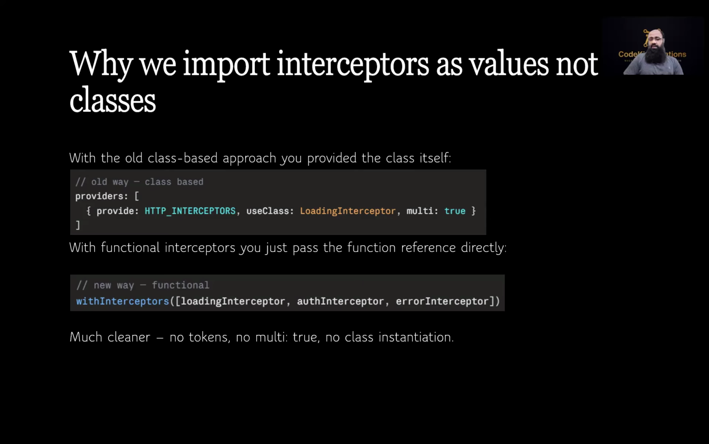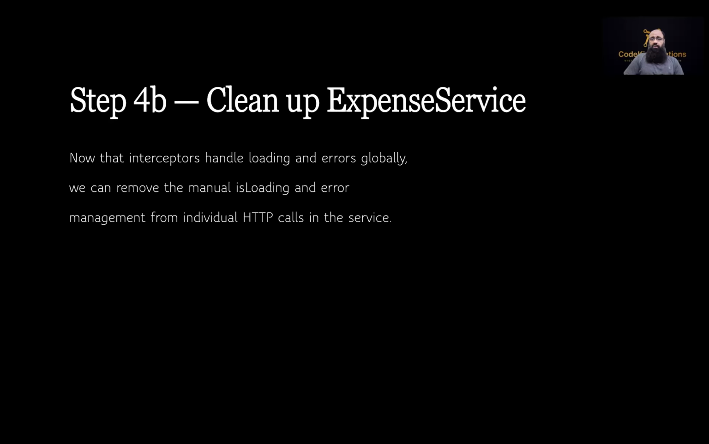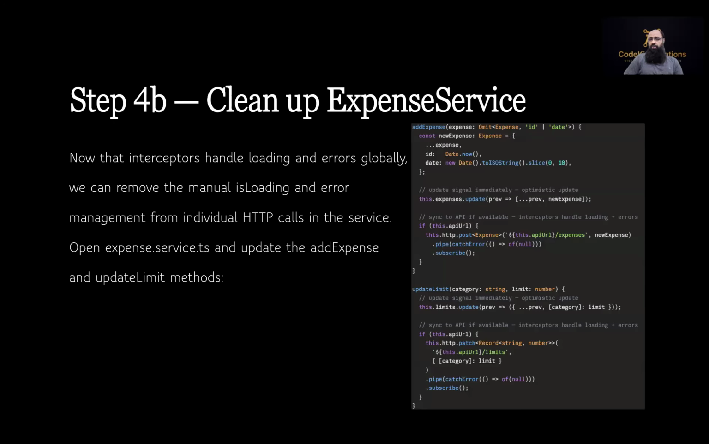So it's much cleaner, and no tokens, no multi-true, no class interception is needed over here. So what we need to do is clean up our expense service. We are going to update our add expense and update limit methods because we were explicitly trying to change certain things over here. So let's just try updating that.